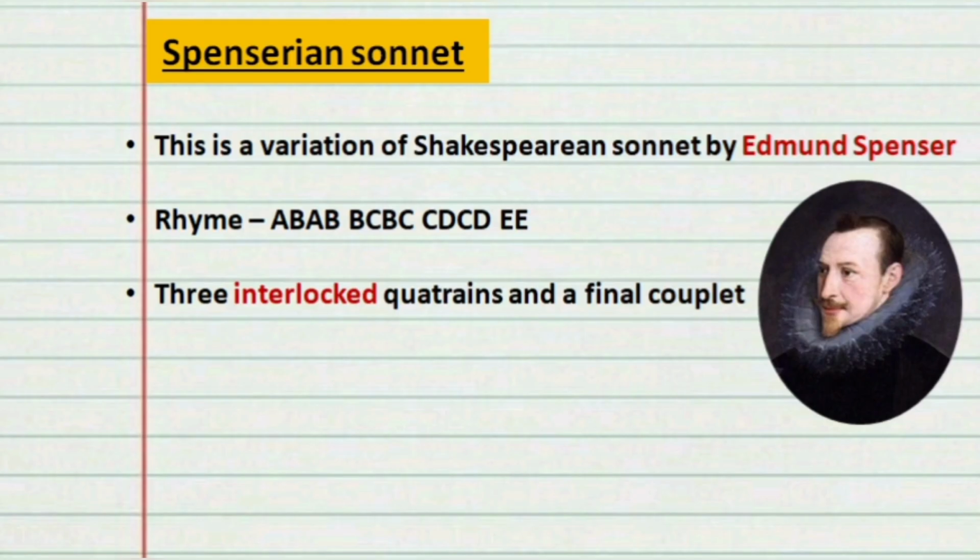The third type of sonnet that we are going to discuss is the Spenserian sonnet. As is obvious from the name, the Spenserian sonnet was popularized by Edmund Spenser. It is only a variation of the Shakespearean sonnet that we have already discussed. The structure of the Spenserian sonnet is the same as that of a Shakespearean sonnet, that is 3 quatrains and a couplet. But in a Spenserian sonnet, the quatrains are interlocked. Thus the rhyme is AB, AB, BC, BC, CD, CD, EE.